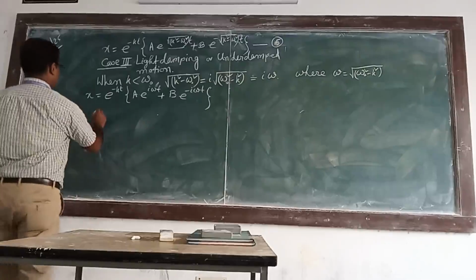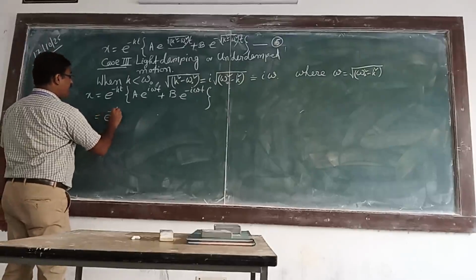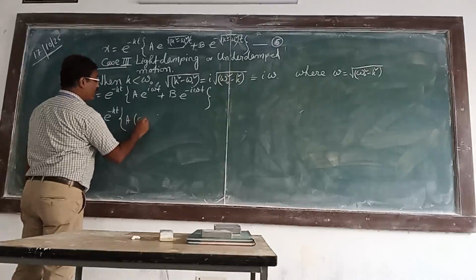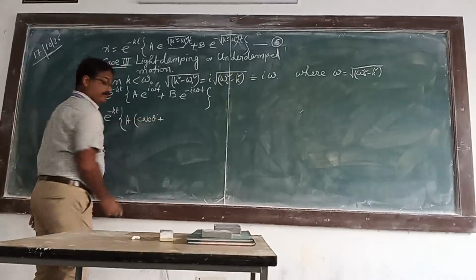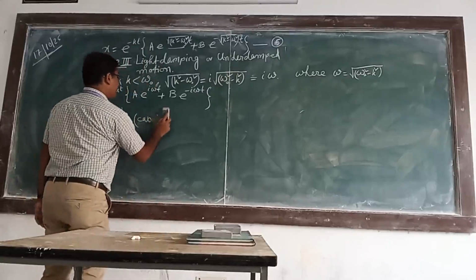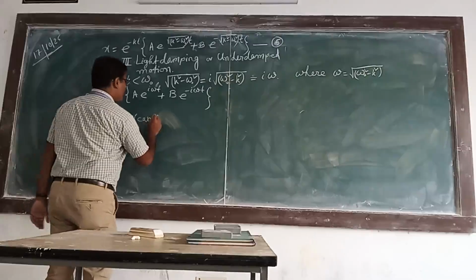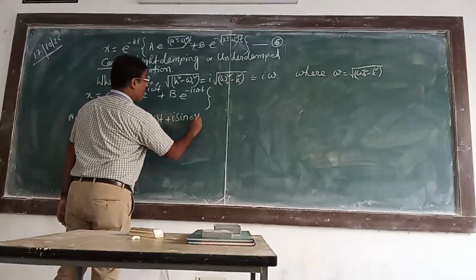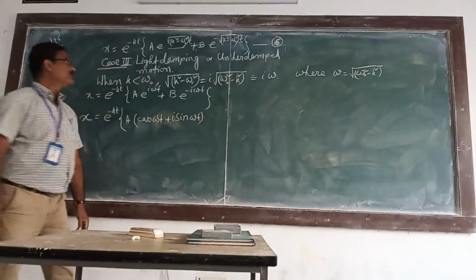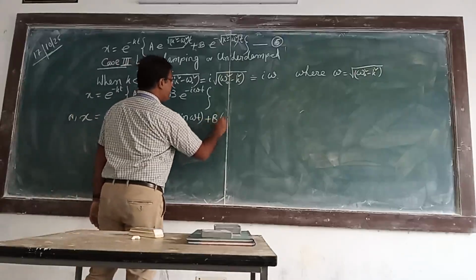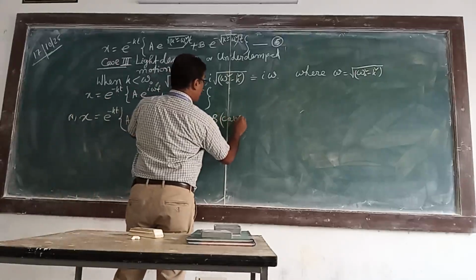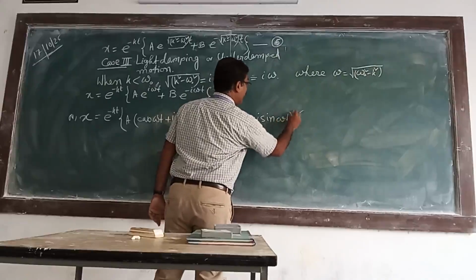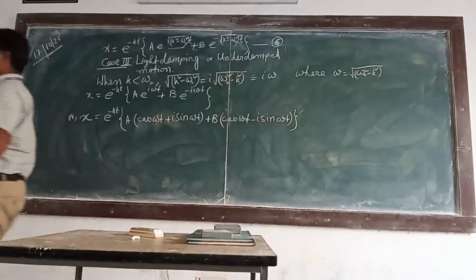Good. So this equals e to the power minus kt into a into cos omega t plus i sin omega t, similarly plus b into cos omega t minus i sin omega t. Any problem up to this one?